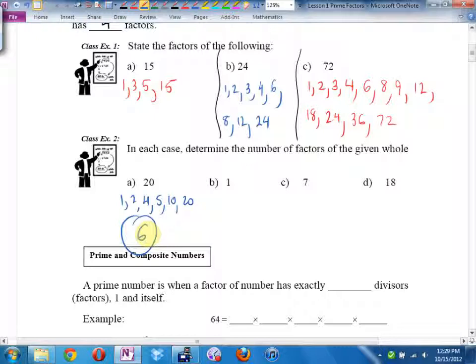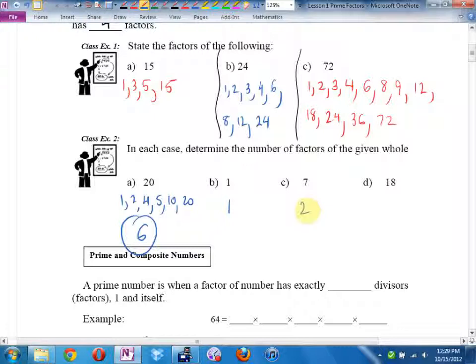Can we do B in our heads, please? Yep. Woohoo! I even think we can do 7 in our heads. How many factors does 7 have? 2. I've heard 0, 1, and 2. Which one? 2. What are they? 1 and 7. The fact that it has two factors, we're going to classify those with a special name.